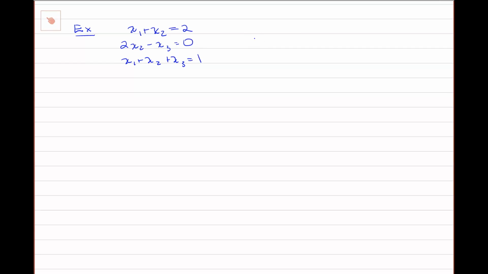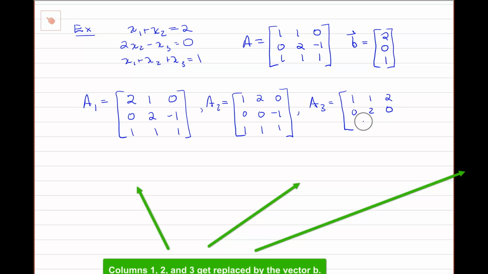So here's a linear system, and the matrix of coefficients looks like this. And the constant vector is this. And those three matrices, A1 through A3, look like these. And now we need to compute the determinants of each one of these matrices.